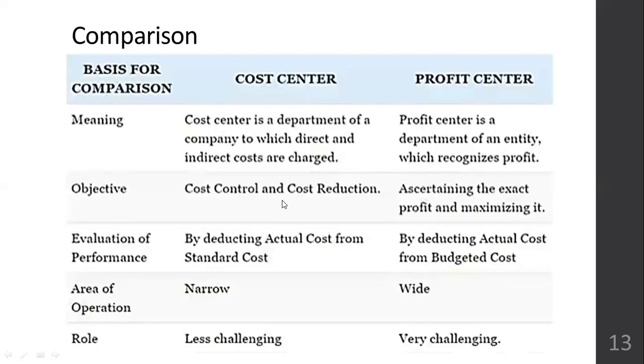So, comparison between cost and profit center. Department wise, in a cost center, direct or indirect costs are charged to this department. Profit center, they make profit or revenue for the hospital. The objective in a cost center is to control the cost as much as possible and reduce the cost, so automatically you become profitable. And in a profit center, ascertaining the exact profit, analyzing how much exact profit you made, and trying to maximize it.